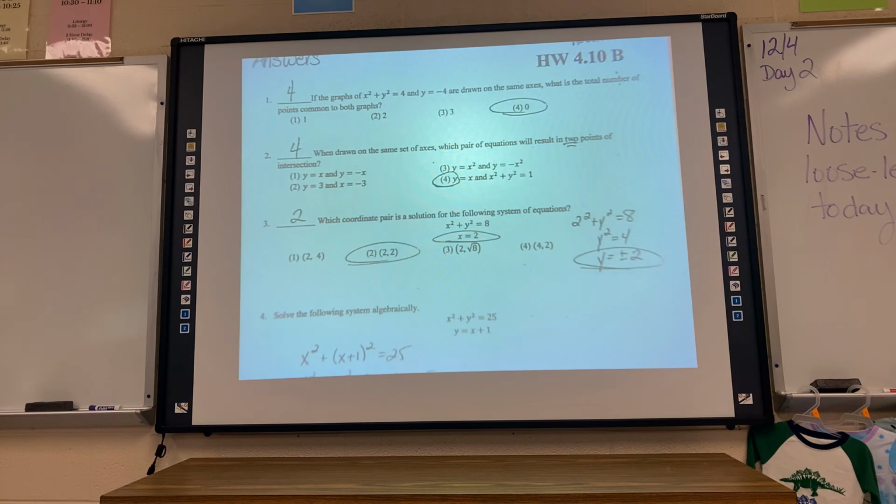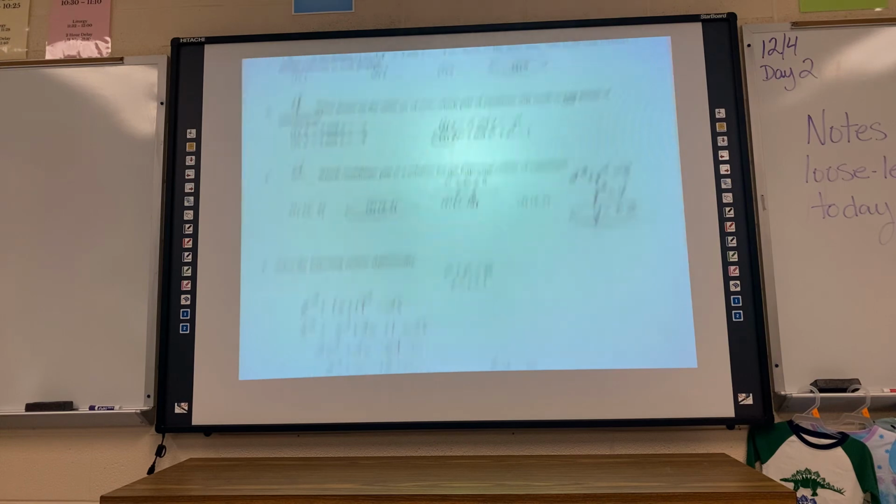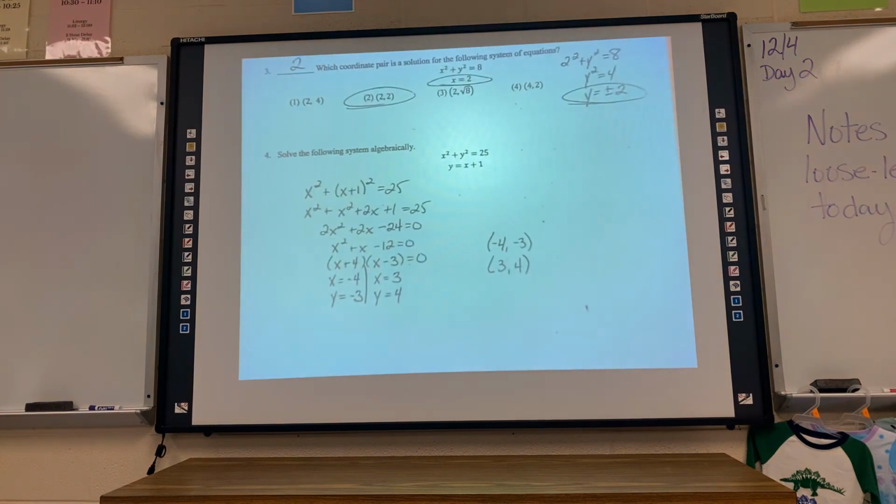Your homework 5.1 is not going to be due until Friday. Remember, we have a test tomorrow. Okay? Here's the rest of the front. Can you go over 5 on the back? Anybody have questions on the front?